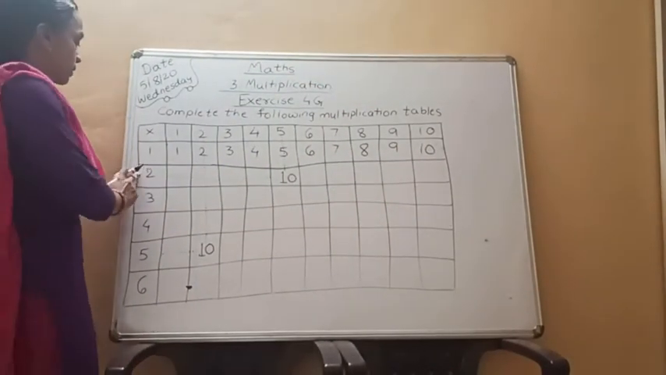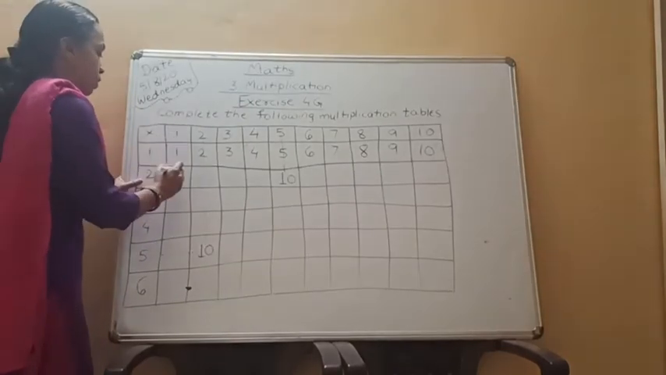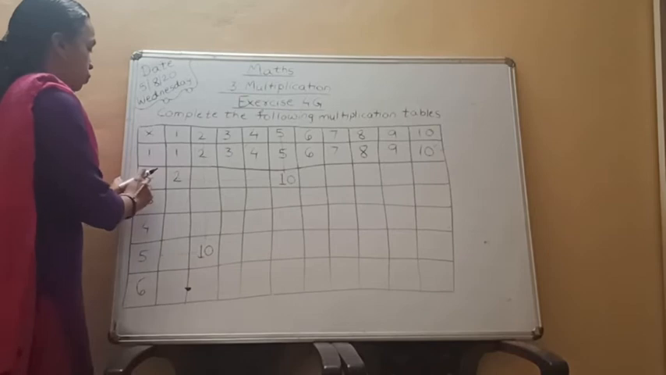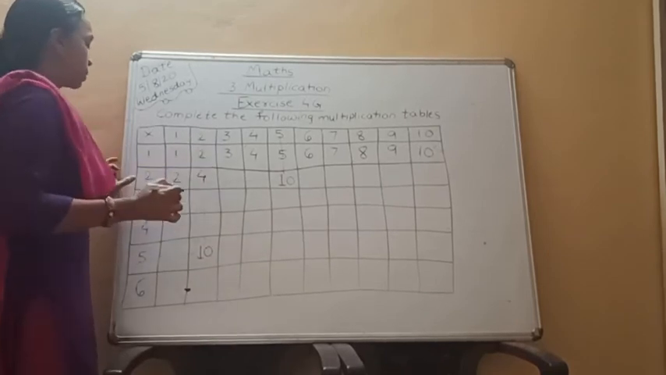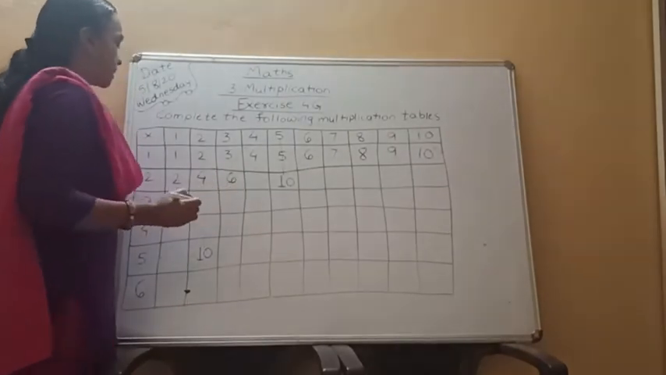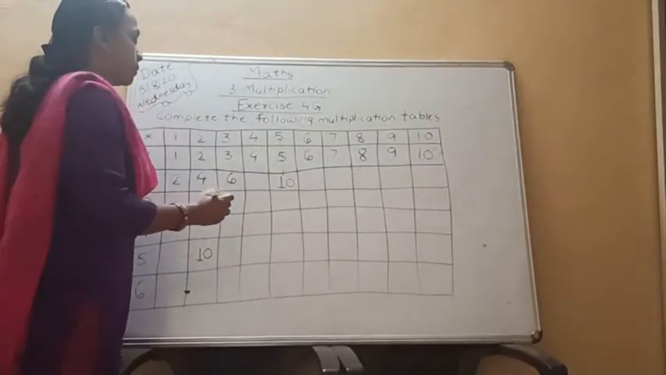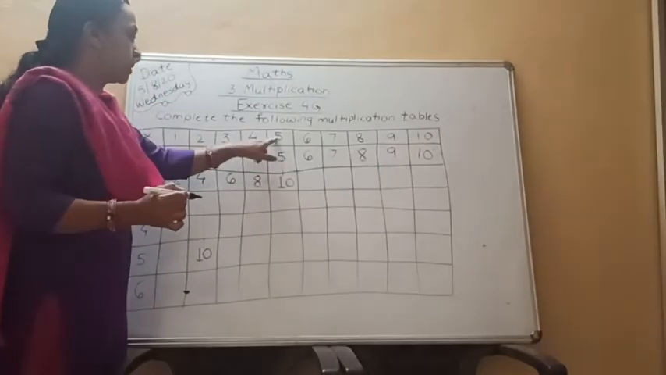Okay. Now see, what is this? 2. 2 multiplied by 1. 2 ones are 2. 2 multiplied by 2. 2 twos are 4. 2 multiplied by 3. 2 threes are 6. 2 multiplied by 4. 2 fours are 8. 2 multiplied by 5.